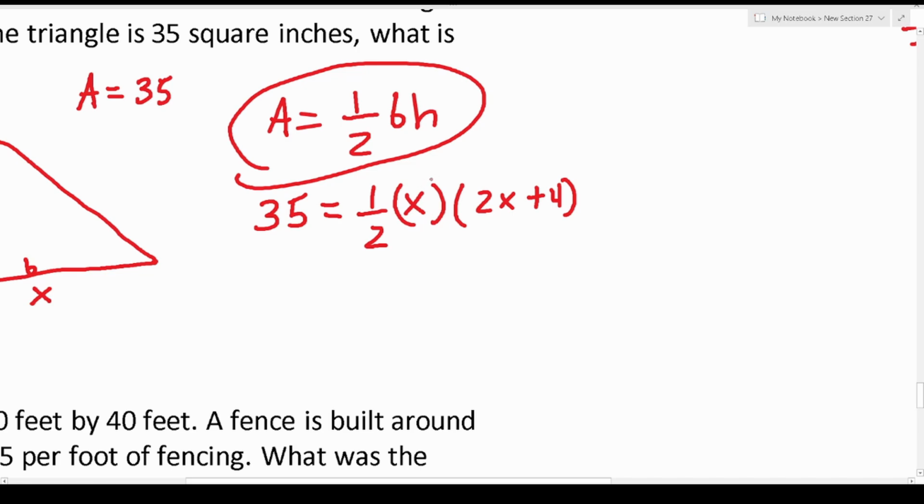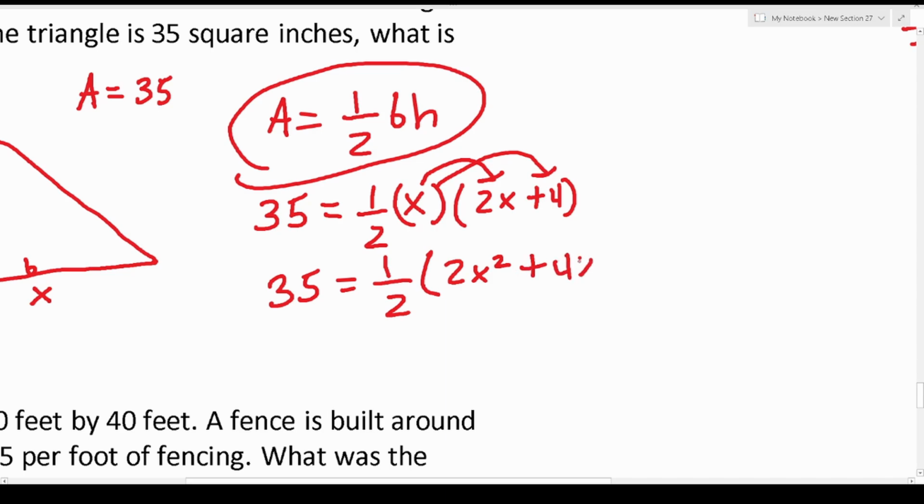The very first thing I'm going to do is take this x and distribute it here and here. So this becomes 35 equals 1/2 times x times 2x is 2x squared, and then x times 4 is plus 4x. Okay? All right, and again, we got to deal with this 1/2, and we can just distribute that now to here and here. This becomes 1/2 times 2x squared. That's just going to be x squared. 1/2 times 4x is just 2x. Of course, this equals 35.